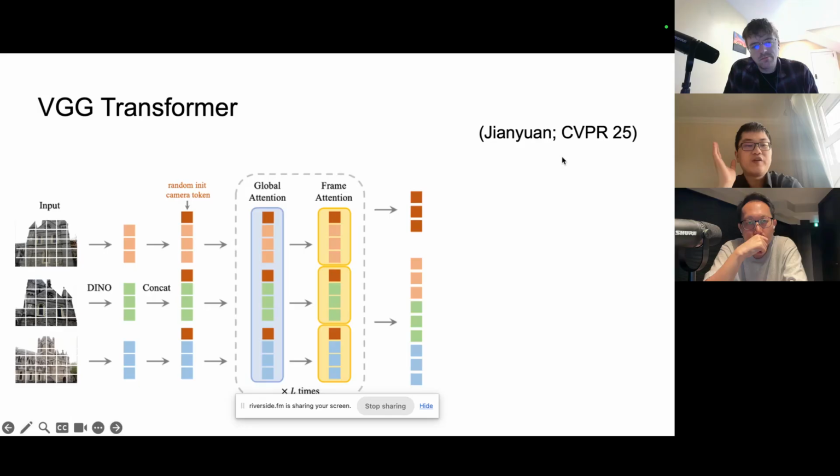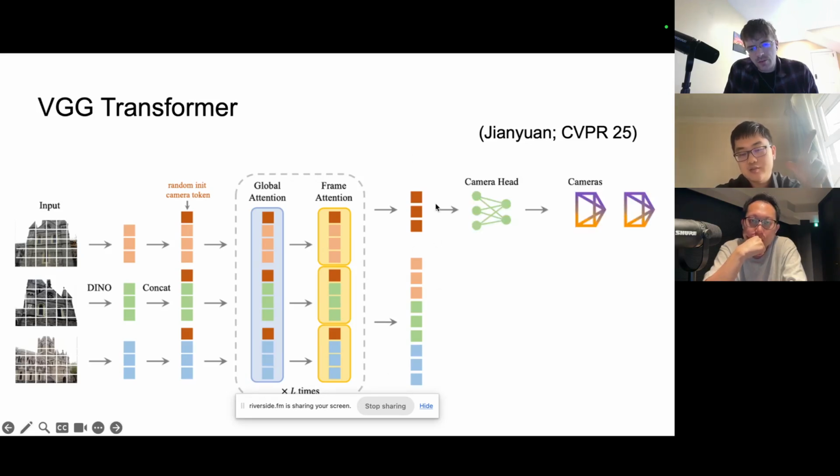And then we feed the concatenation of the camera token and the image tokens into a module called alternating attention. Basically, it's nothing special: first global attention and then frame-wise attention, and we alternate between global and frame-wise multiple times. With this, we output the aggregated image tokens and the aggregated camera tokens.